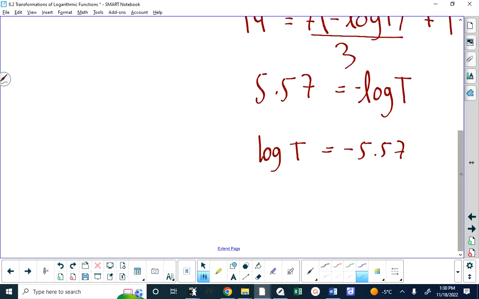How am I going to find out what T is from this? This is the thing that even good students, they get here and they go, what now? Sasha? Right, because don't forget this is log base 10. T will be 10 to the negative 5.57.